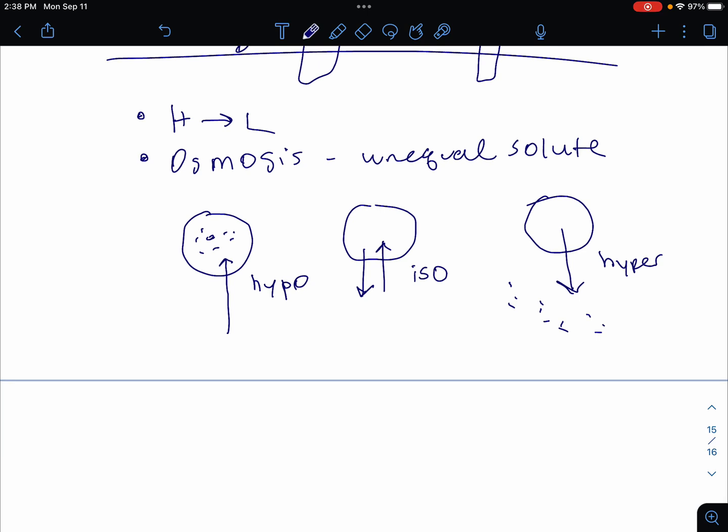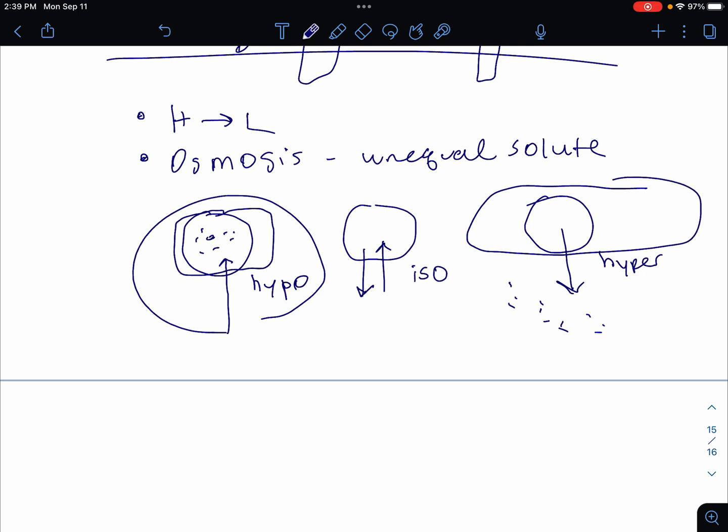When water flows in hypo, the membrane is forced against the cell wall of the bacteria, so the membrane is really pushing against that cell wall. However, in hypertonic situations, that inner membrane, the cytoplasmic membrane in our bacteria, is going to pull away from the cell wall.